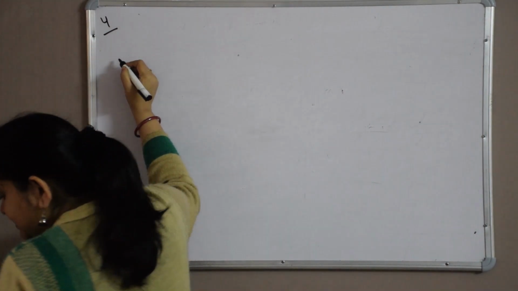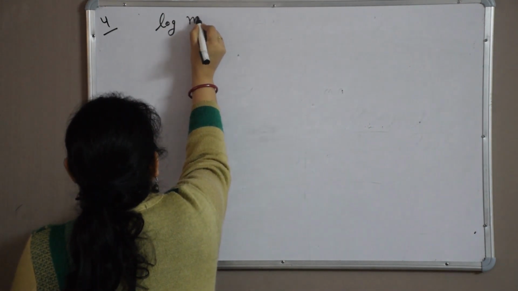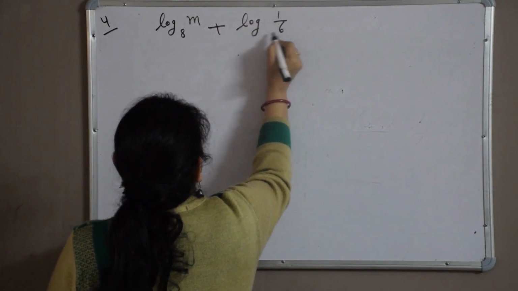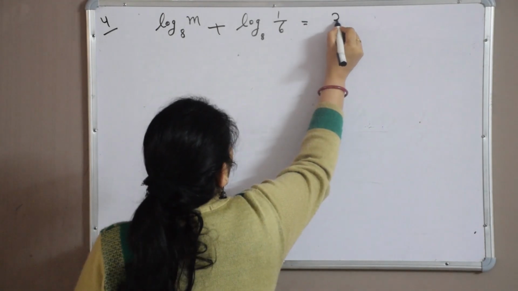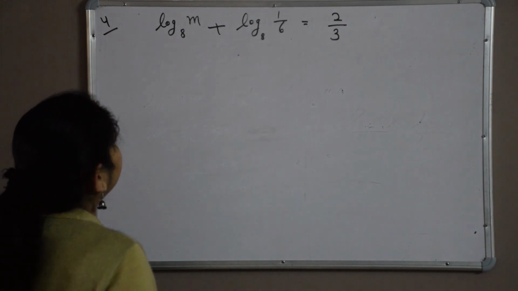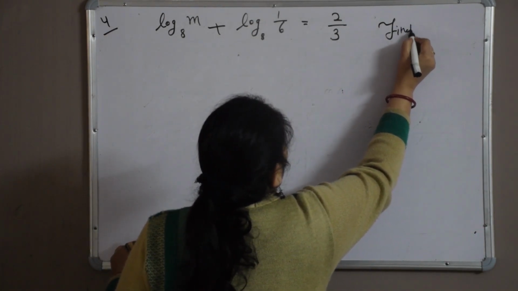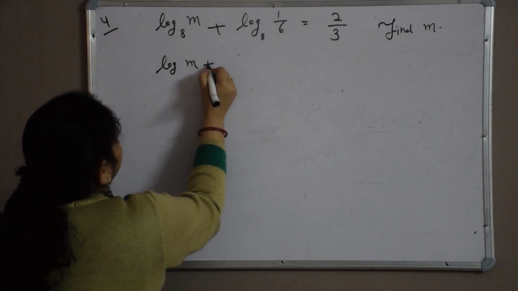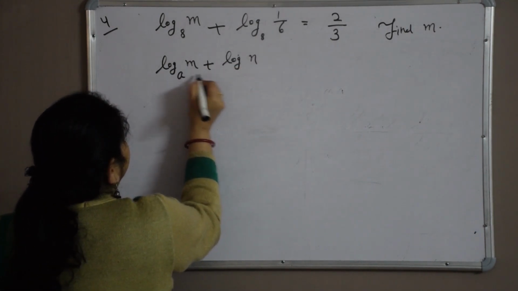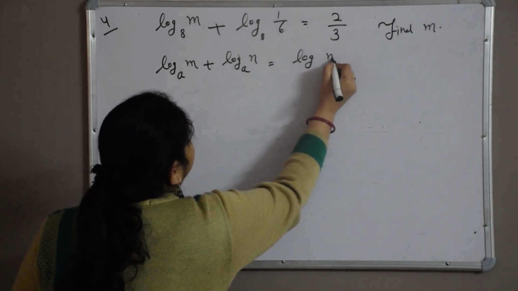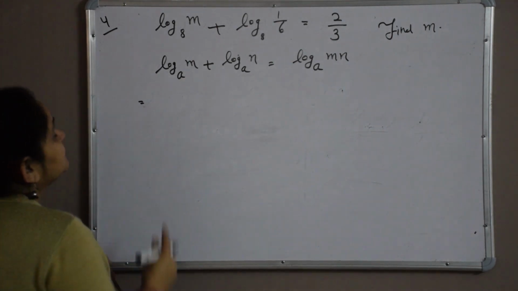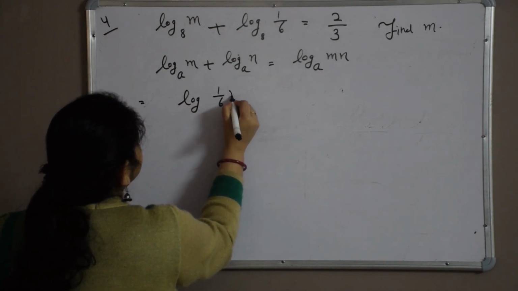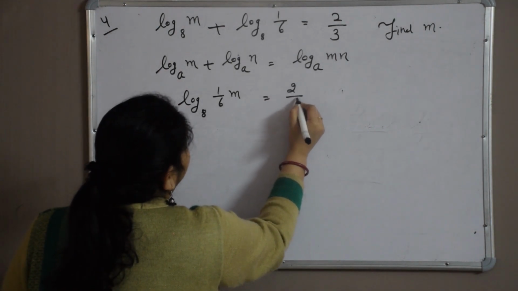Now our fourth question is log of m to the base 8 plus log of 1 by 6 to the base 8 is equal to 2 by 3. We have to find the value of m. Here again we will use the property of product. We know that log of m plus log of n to any base a is equal to log of mn to the base a. So by using the same property, I can write it like log of 1 by 6 m to the base 8 is equal to 2 by 3.